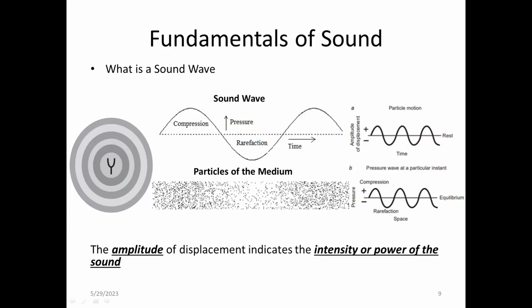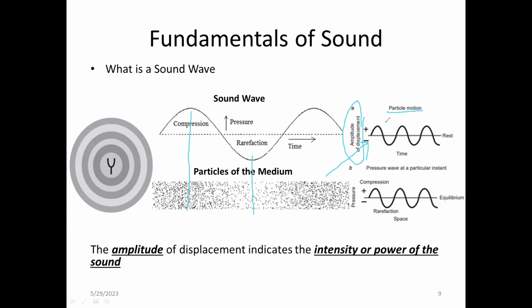So in this manner, we can plot it. Here you can see this rarefaction is the minimum pressure, and this compression is the maximum pressure in the medium. And as a function of time, we can plot like this. So this amplitude represents actually the displacement of the particle motion. And we call this graph the particle motion graph as a function of time.